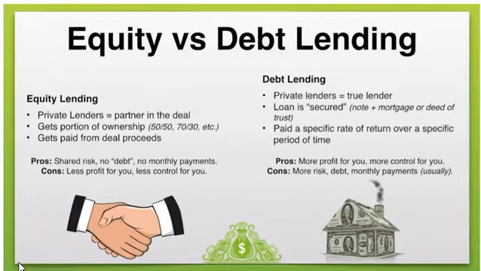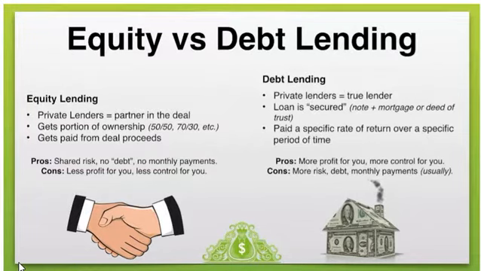On the flip side of this coin is the debt lending, which is where the private lender is actually acting like a true lender. They're going to give you the money. Their money's going to be secured with a note and mortgage or a note and deed of trust, depending on which state you live in. And like a typical loan, you're going to pay a specific interest rate over a specific period of time.